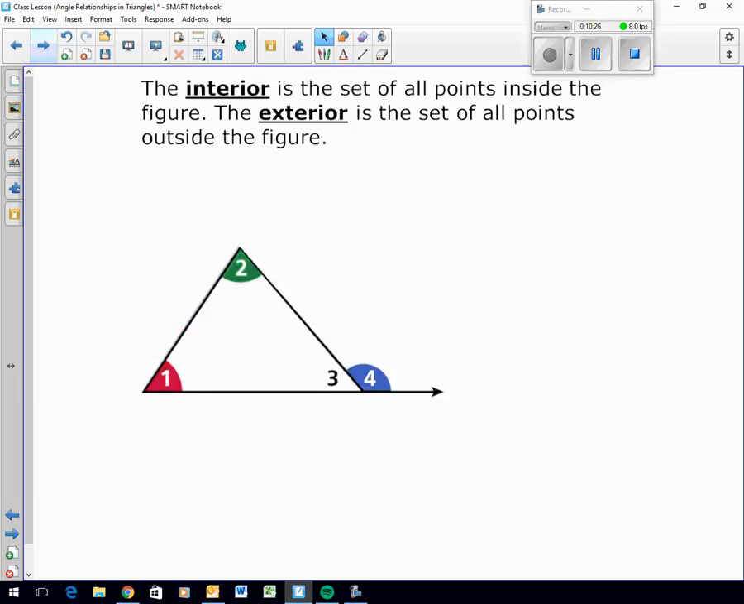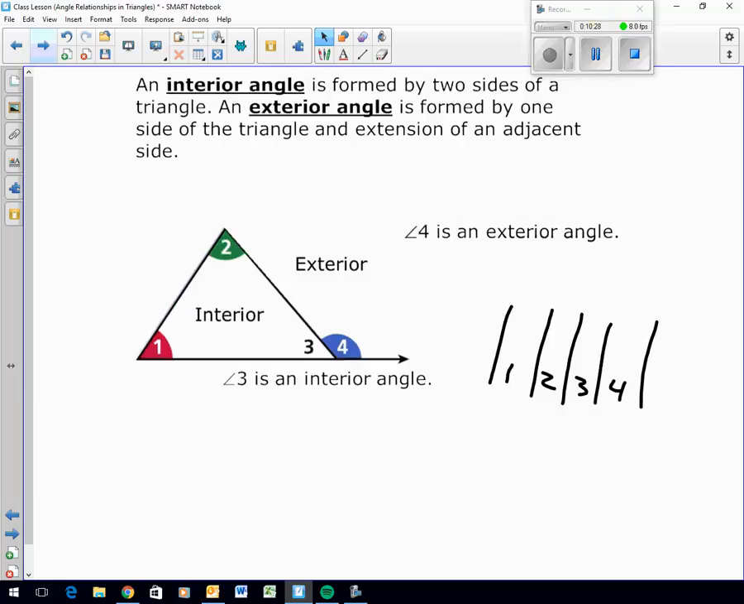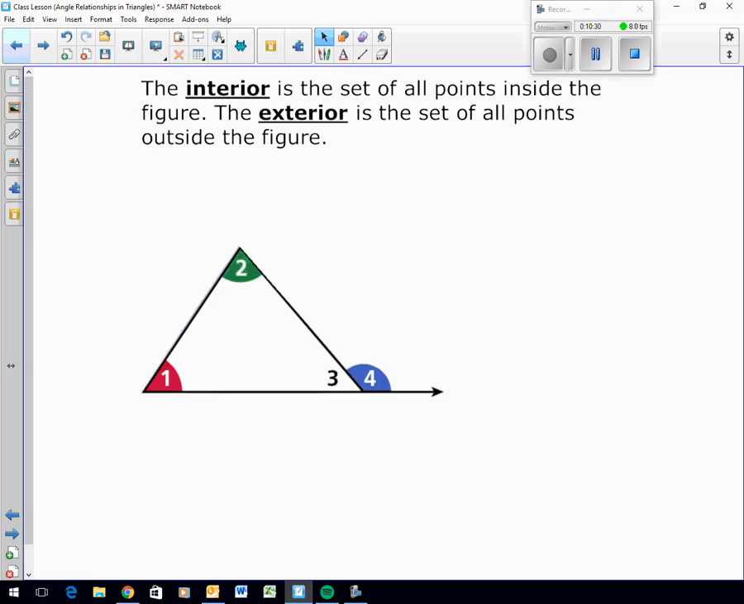Talk us through interior and exterior. Interior is the set of all points inside the figure. All these are inside. Exterior is the set of points outside the figure. So, interior, inside. Exterior, outside.